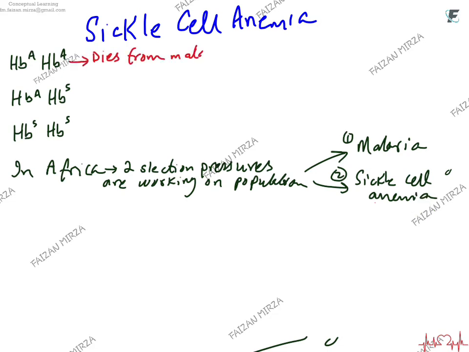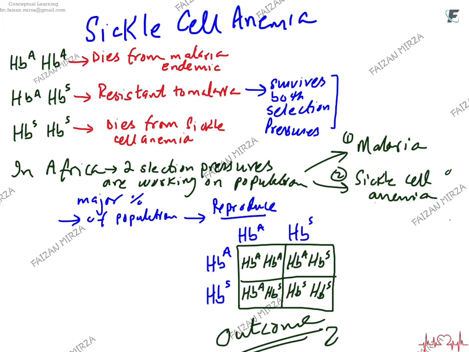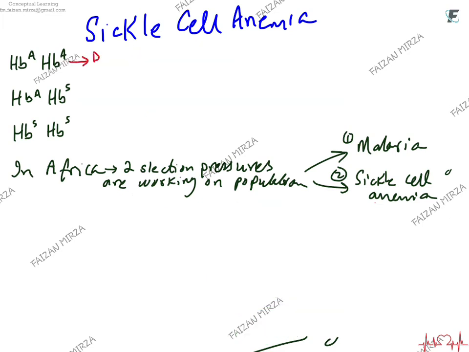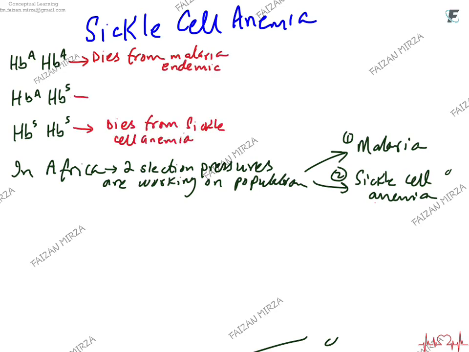So people who are HbA homozygous dominant for this allele of normal hemoglobin, they die from malarial endemic. What is endemic? Endemic is the disease which is always present in the population. So they die from malaria. HbS homozygotes die from sickle cell anemia because their red blood cells cannot, number one, give appropriate oxygen. And then these sickle cells tend to get stuck in the blood circulation somewhere, and they impede the blood flow, and then clotting can occur within that region, or internal bleedings can occur, and they die because of sickle cell anemia.